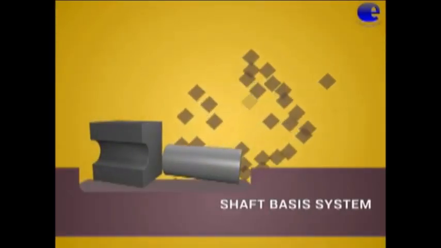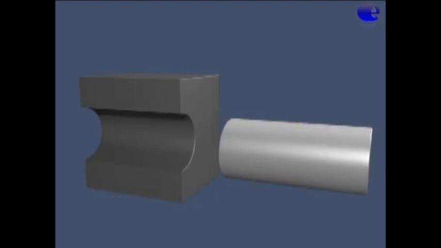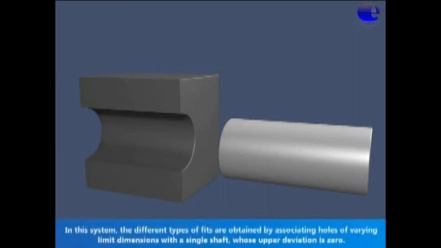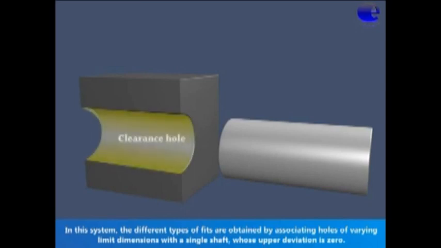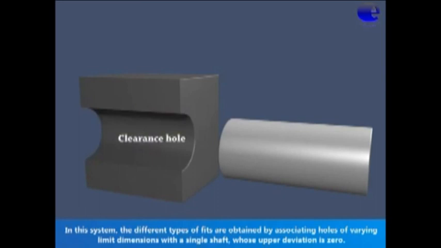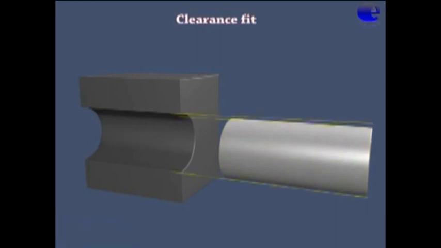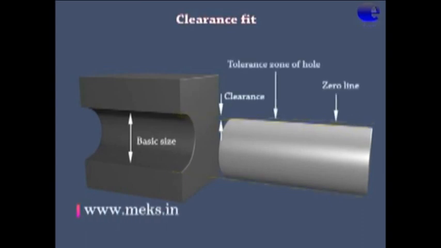Shaft basis system. In this video, we are going to see about shaft basis system. In this system, the different types of fits are obtained by associating holes of varying limit dimensions with a single shaft whose upper deviation is 0. Consider a clearance hole. Basic shaft, clearance fit. Basic size, clearance, 0 line, tolerance zone of hole, tolerance zone of shaft.